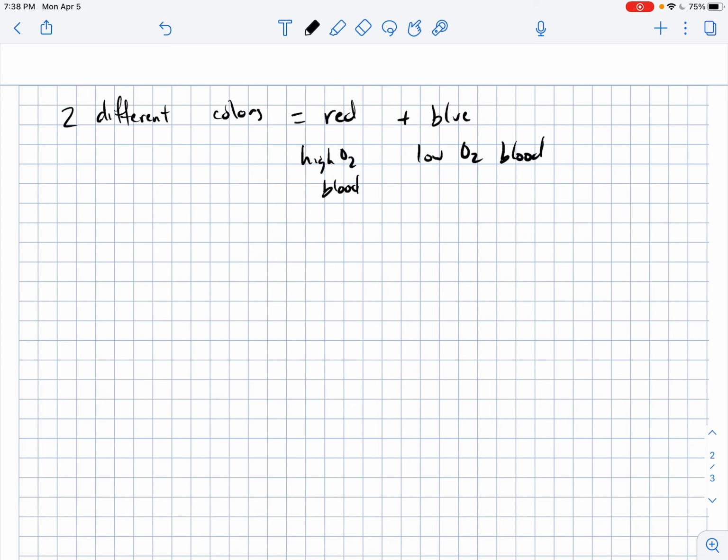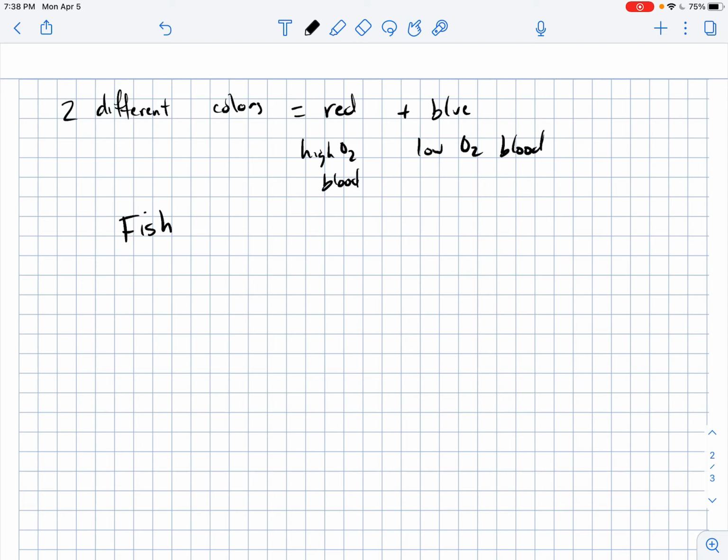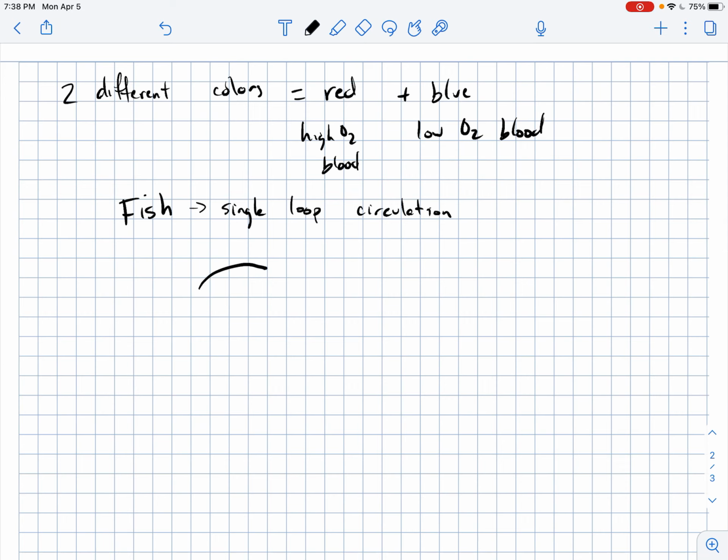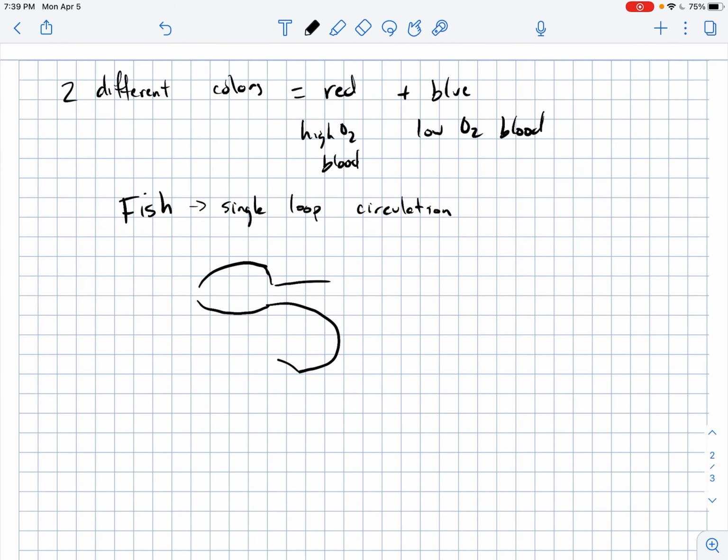The first organism that we're going to look at is a fish. The fish has a single loop circulation. And so what they have is gills, obviously. And then they have, let me clean that up just a little bit. This will all make sense once I label everything.